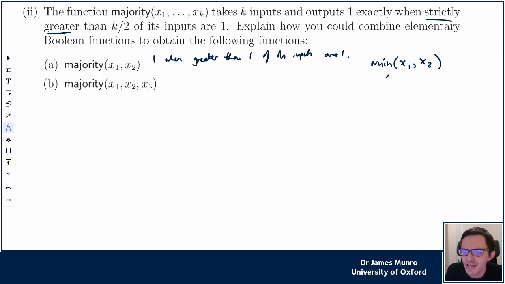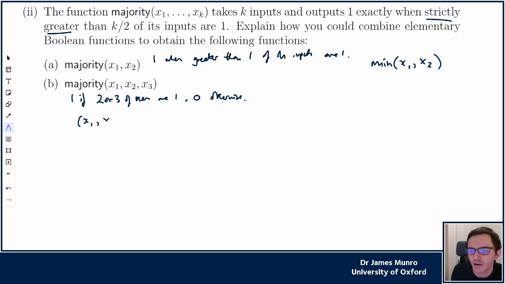Okay, majority of x1, x2, x3 is supposed to be 1 if 2 or 3 of them are 1 and 0 otherwise. Okay, so I suppose it needs to check whether the first two... it's okay if all 3 are 1, so I don't need to worry too much, but maybe I want to look at the first 2 and check, are these 2 both 1?